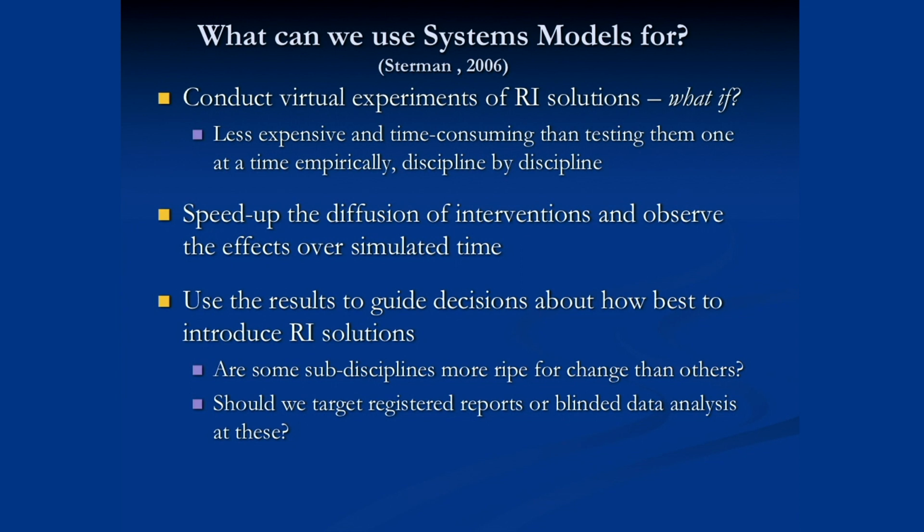our solutions or our interventions. So for example, are some disciplines more ripe for change than others? If we're going to do something like registered reports, would we be better at targeting it at some sub-disciplines rather than just letting people pick and choose whether they do it? Are there some disciplines that are ripe for change and are more susceptible to change than others?